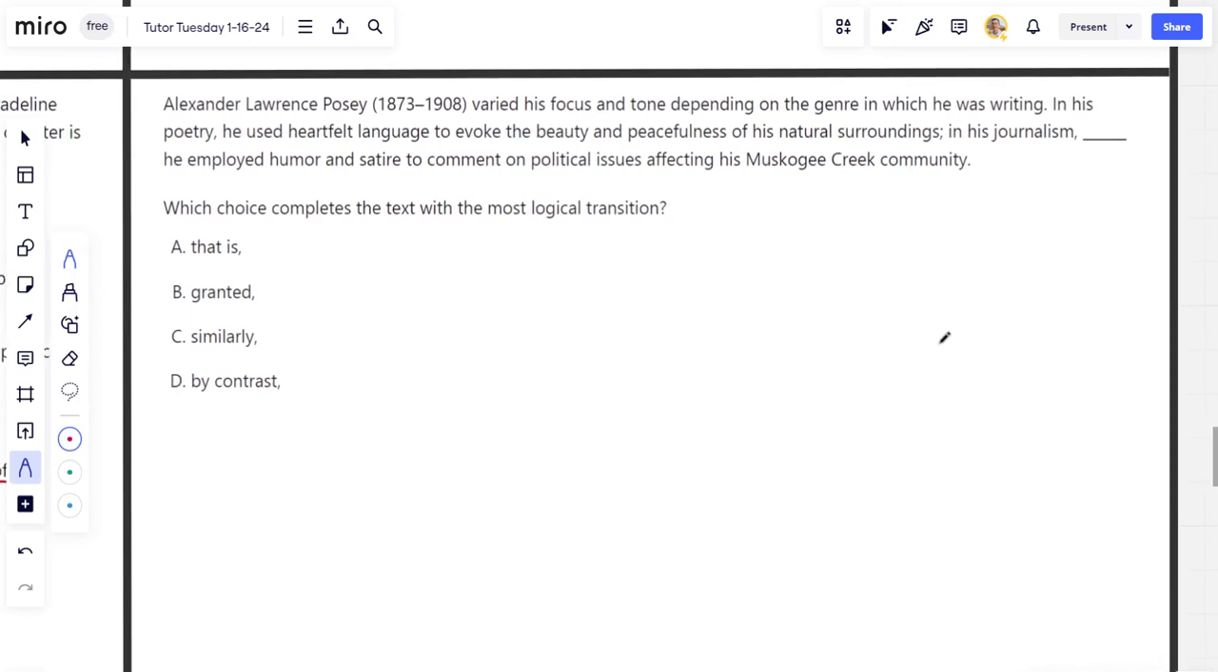Okay, we've got one more reading question in the lineup. We're asked to complete the text with the most logical transition words. Let's see what it's saying before the transition and after.